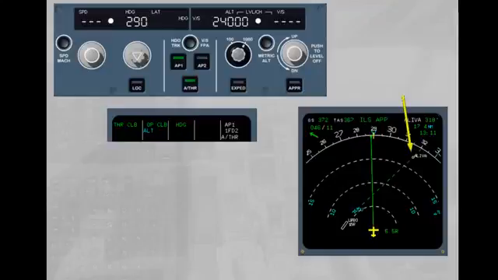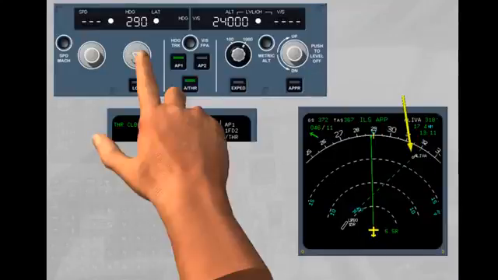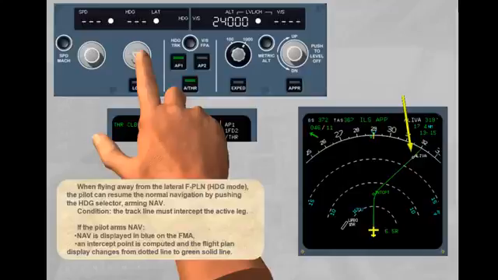When flying away from the lateral flight plan, in heading mode, the pilot can resume the normal navigation by pushing the heading selector, arming navigation. Condition: the track line must intercept the active leg. If the pilot arms navigation, navigation is displayed in blue on the FMA. An intercept point is computed and the flight plan display changes from dotted line to green solid line.